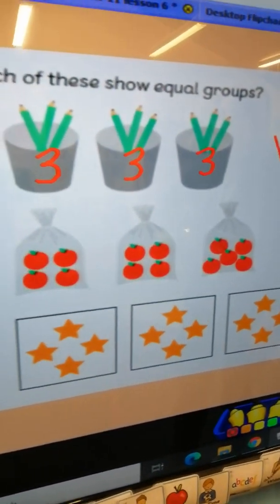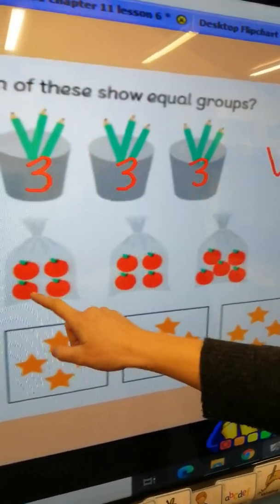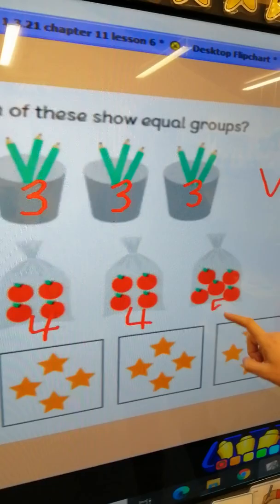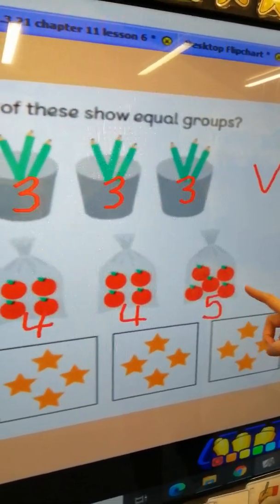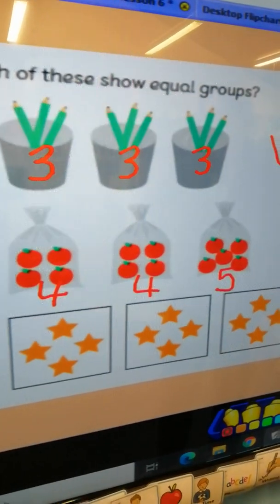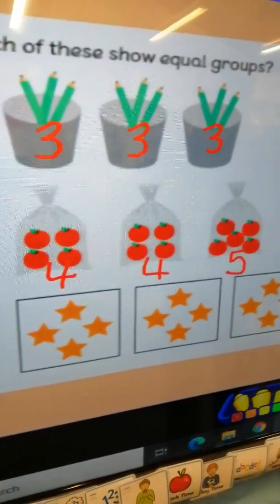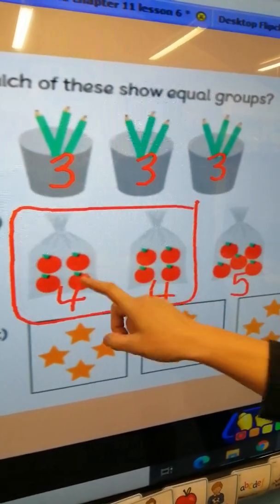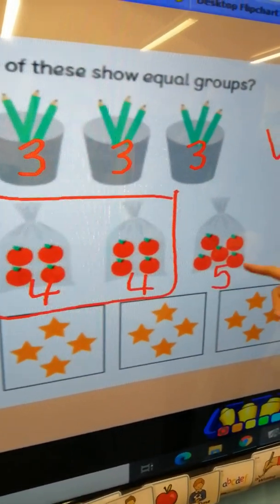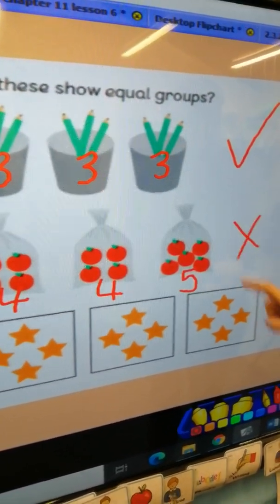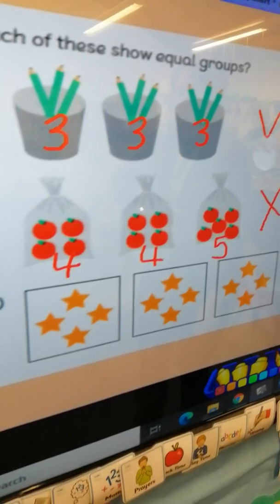Right, let's have a look at the apples in the bag. This represents 4 apples. This represents 4 apples. This represents 5 apples. We recognise that without counting because these patterns are similar to that on a dice, aren't they? Are they all equal? No. These are the same. This one is one more. They're not all equal groups. So we say, no, these are not equal groups.